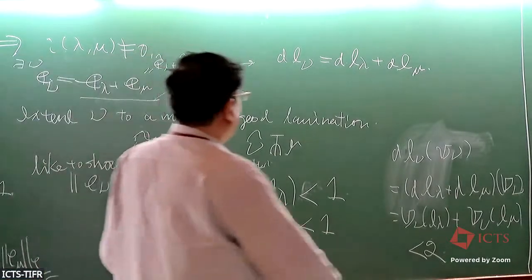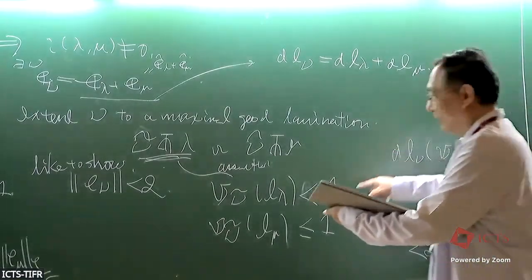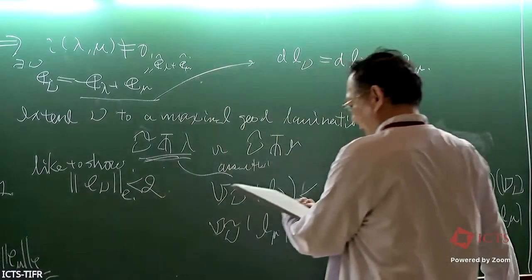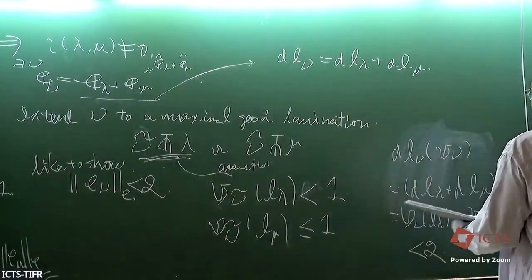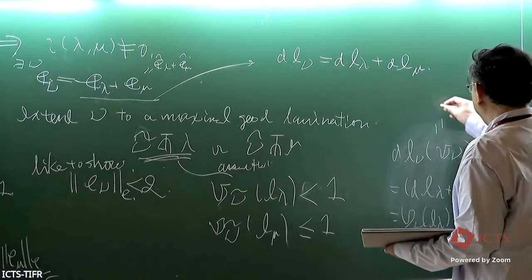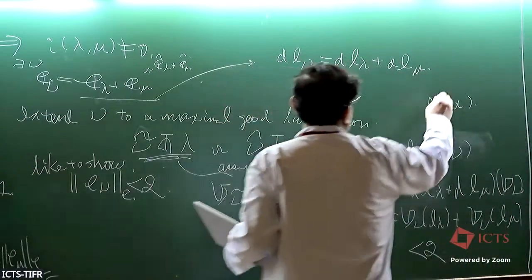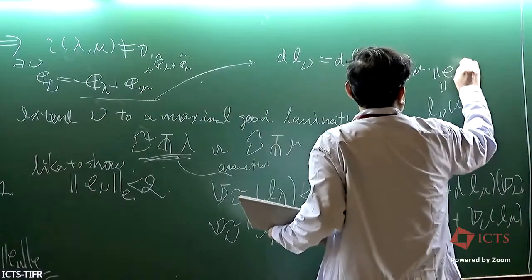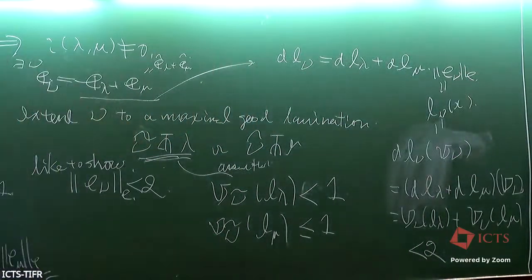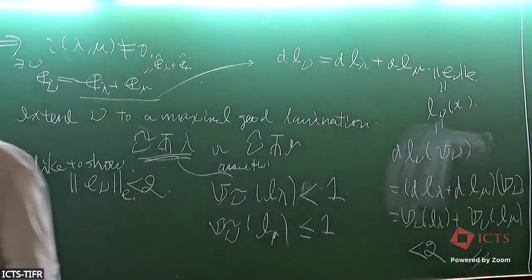So this is equal to the length of nu at x, which is equal to the R squared norm of E sub mu. So this is less than 2. So that's what we wanted. Any questions?